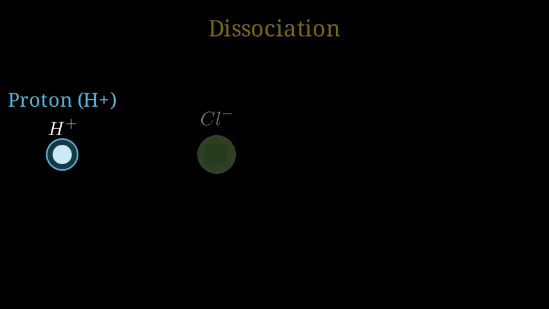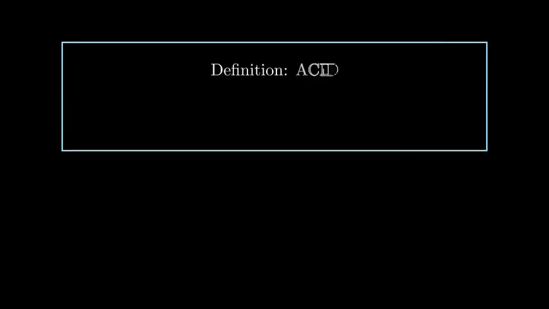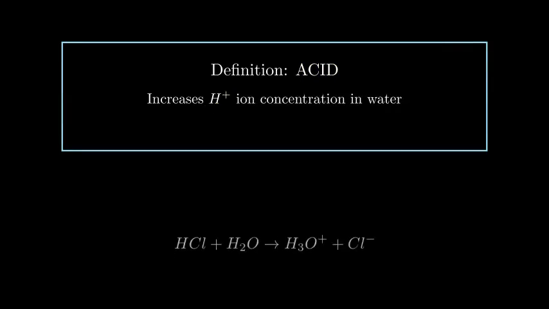It splits apart. The chlorine takes the electron and becomes a negative ion, but the hydrogen is left as a lone proton, an H+ ion. This tiny, positively charged proton is the soul of an acid. In fact, in an aqueous solution, these H+ ions don't like being alone. They hitch a ride on a water molecule to form H3O+, known as the hydronium ion. So, here is our first deep dive definition. An acid is a substance that increases the concentration of hydrogen ions when dissolved in water.